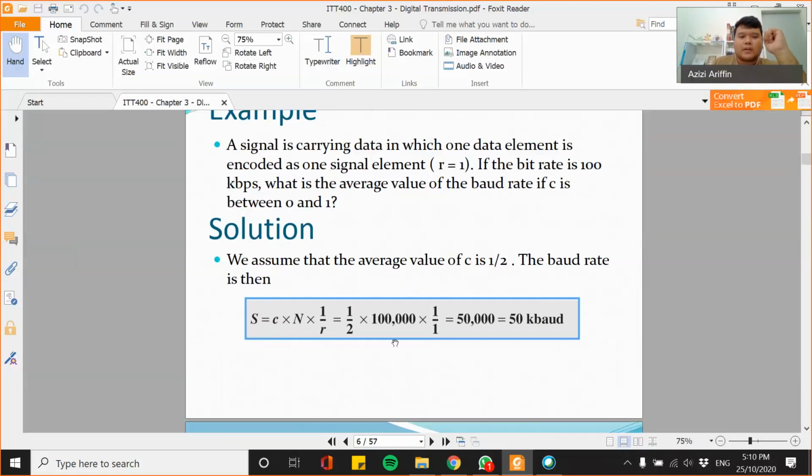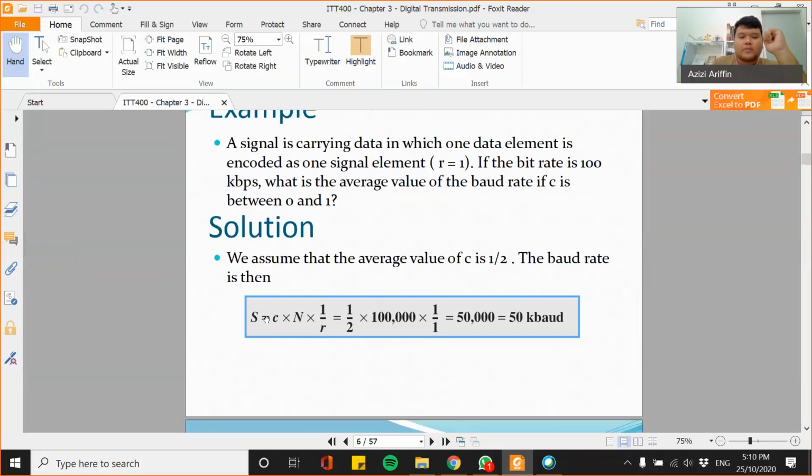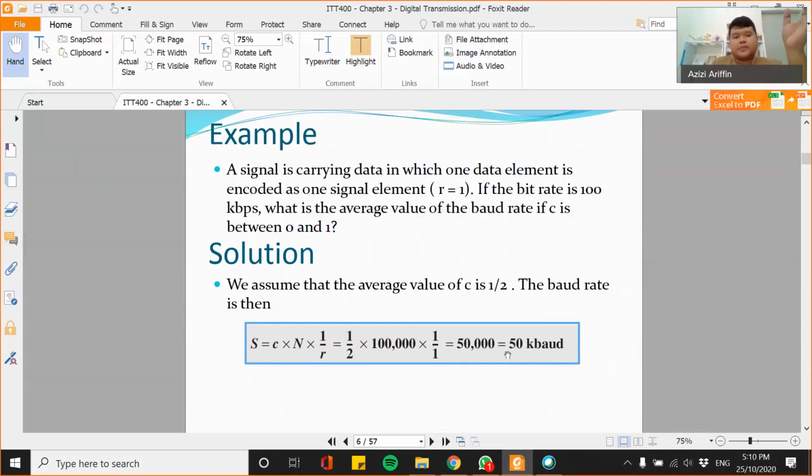So we add 3 zeros here. We just substitute c as 0.5, 1/1 times 100,000, and we get 50,000 baud. We want it in kilobaud, so we get 50 kilobaud. Please see my previous lecture in chapter 2 on how we convert bits to kilobits. How are we going to convert it?